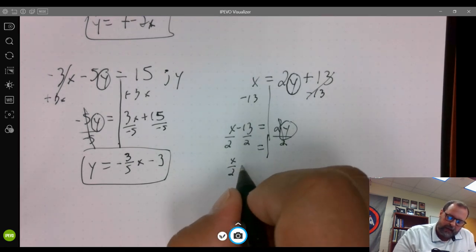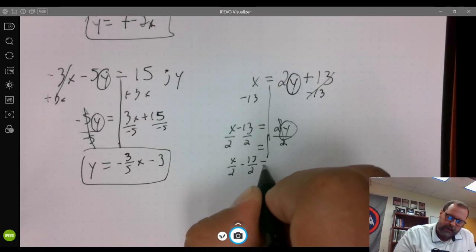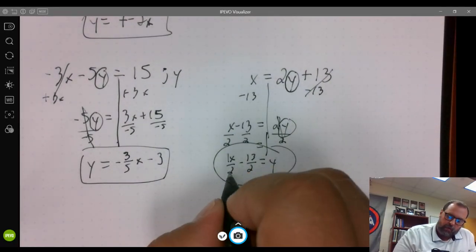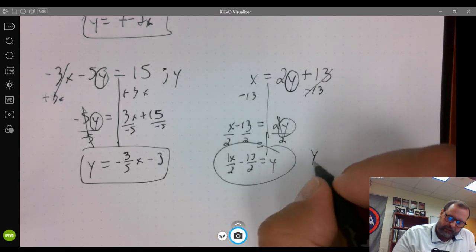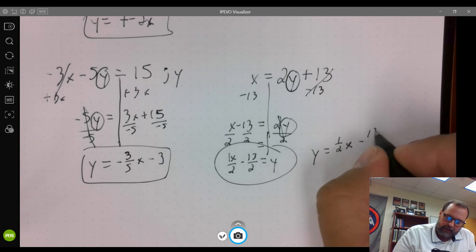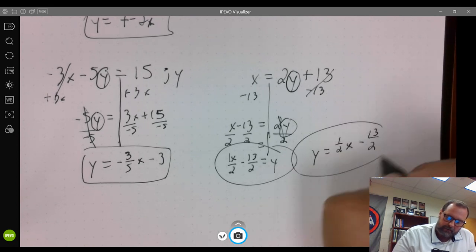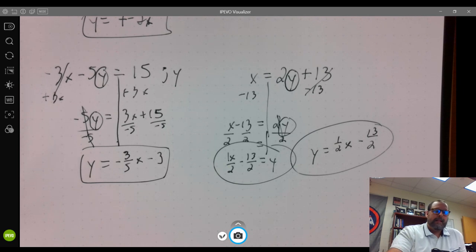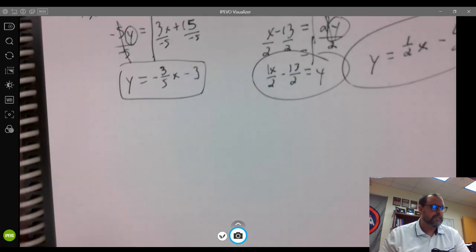Now, you could leave this as x over 2 minus 13 halves equals y. That's fine. Some people are like, well, that's 1x over 2. They like to see it as 1/2 x, so the fraction's in front, minus 13 halves, and I just flip the y. Any of those would be okay. More than okay. Absolutely correct.